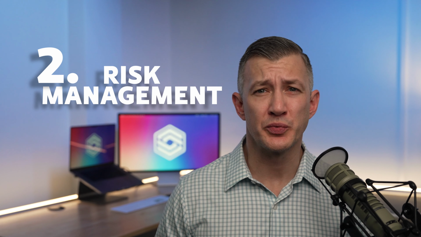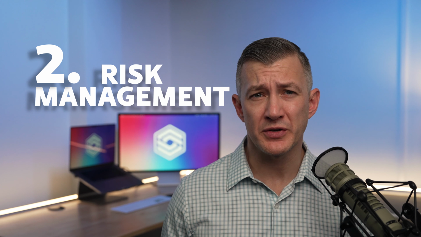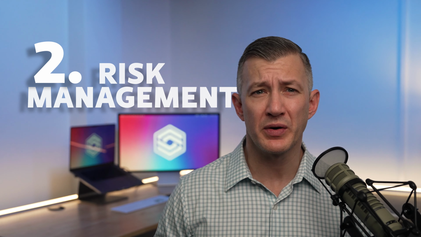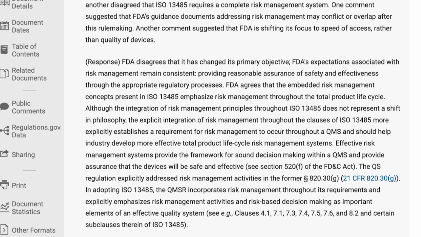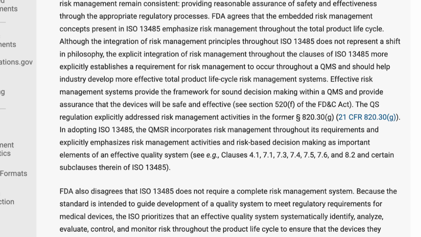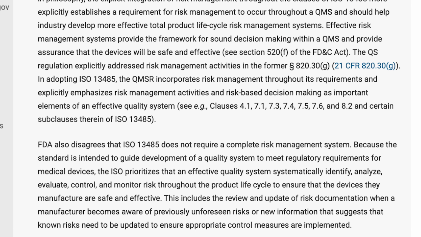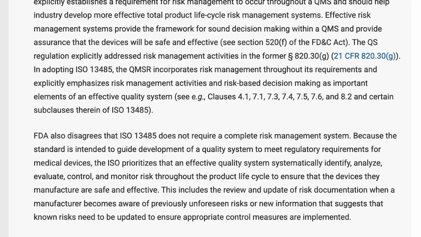Another big change involves risk management. Under the old QSR, risk was mostly explicitly required in design controls. So naturally, a lot of companies treated risk management as a design FMEA activity. You do risk analysis through design reviews, you document it and move on. That's all changed. Under the QMSR, risk-based decision-making is required across 7 different clauses like purchasing and CAPA. It has to run through your entire quality system.